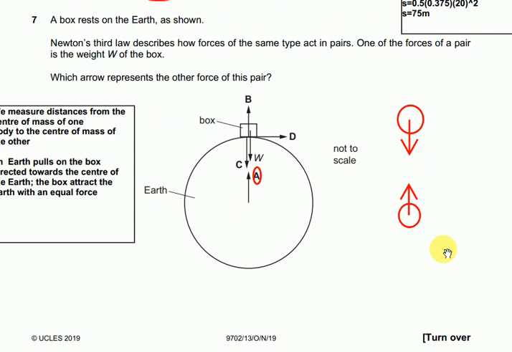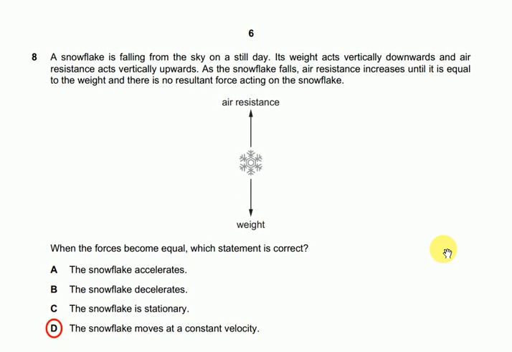So question number 8 says a snowflake is falling from the sky on a still day. Its weight acts vertically downwards and air resistance acts vertically upwards. As the snowflake falls, air resistance increases until it is equal to the weight, and there is no resultant force acting on the snowflake. When the forces become equal, which statement is correct? The snowflake accelerates, the snowflake decelerates, the snowflake is stationary, the snowflake moves at a constant velocity.